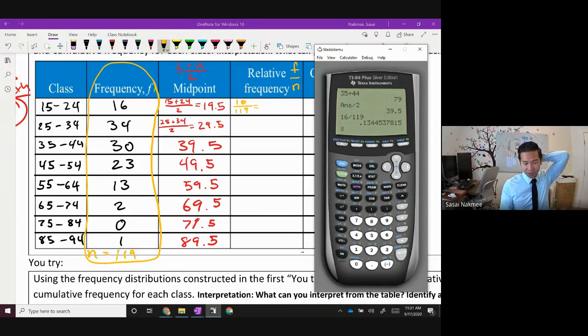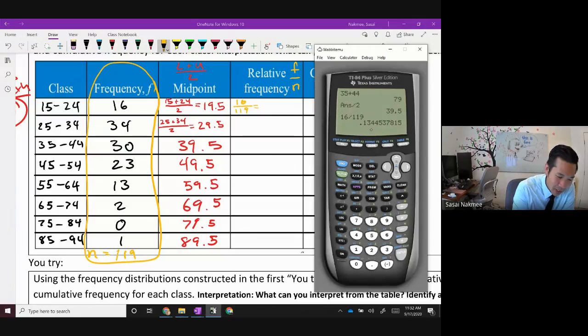Now, here's why I always bring this up when I look at these. How many decimal places do I need to write down? If you leave your answer in fraction form, you don't have to worry about it. You just leave it as a fraction, right? 16 over 119, you're done there. But again, for some reason students hate fractions. And if you hate fractions and you want to do the decimal, you can.